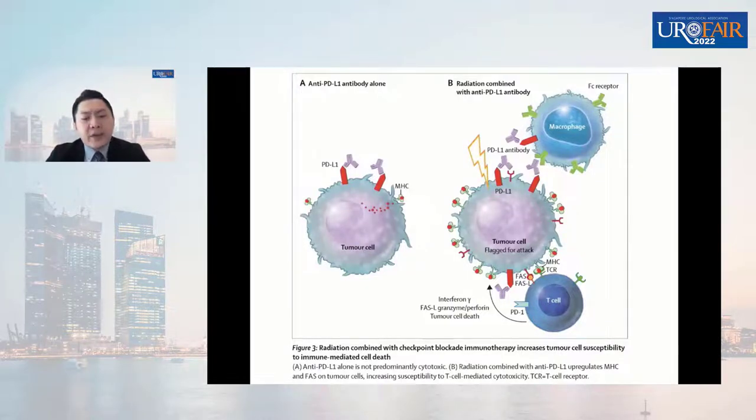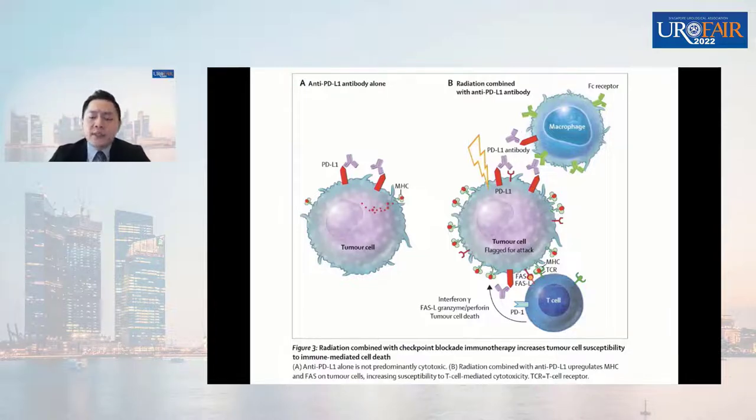So basically, if we give RT, then it can potentially upregulate MHC and FAS on the tumor cells. And this may help T cell mediated cytotoxicity. So it's not just about the RT effect; it can actually potentiate your macrophages and T cells against those cancer cells. So these are theories on why immunotherapy might work together with RT. Unfortunately, so far, we don't have any high-quality clinical trials addressing the use of immunotherapy in the case of TMT.